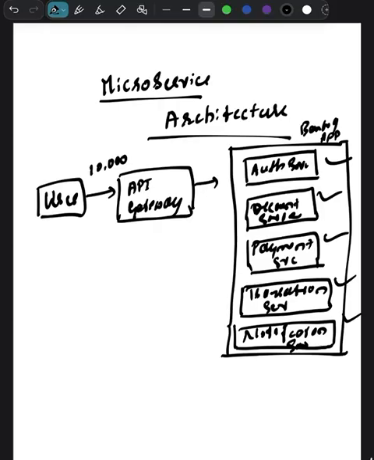So each service has its own business logic, has its own database, right? It is independently deployable. Each service is independently deployable. A change in this service will not affect the other service. It can be modified, deployed, and it can have its own database. So this is the flexibility that the microservice architecture gives, right?